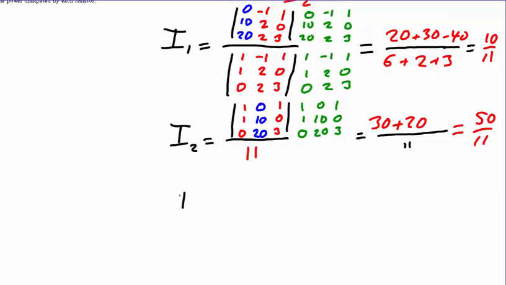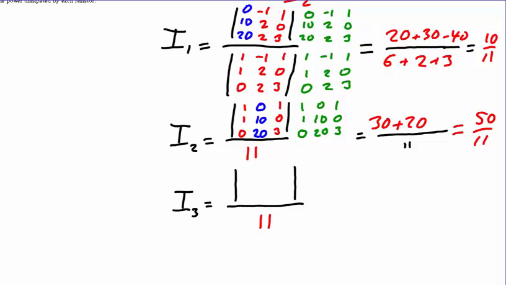Finally, we perform exactly this same calculation in order to determine I3 as the ratio of two determinants. The denominator determinant, once again, is the same as the previous two calculations, and so we simply reuse the 11, but the numerator is going to take a little bit more work.